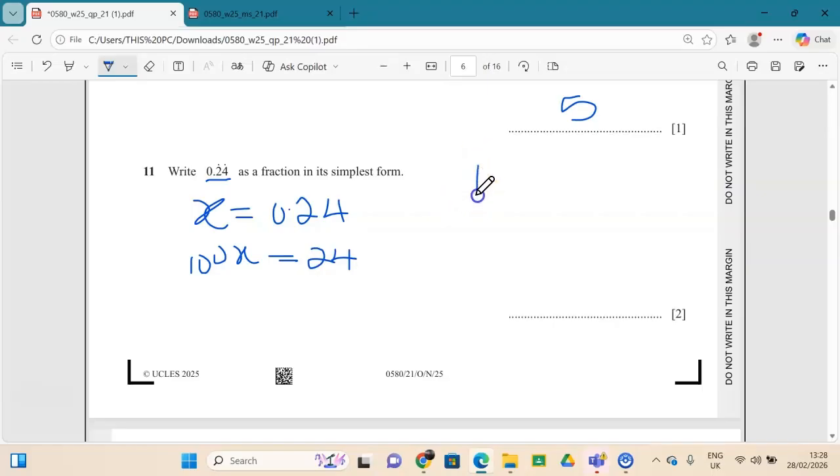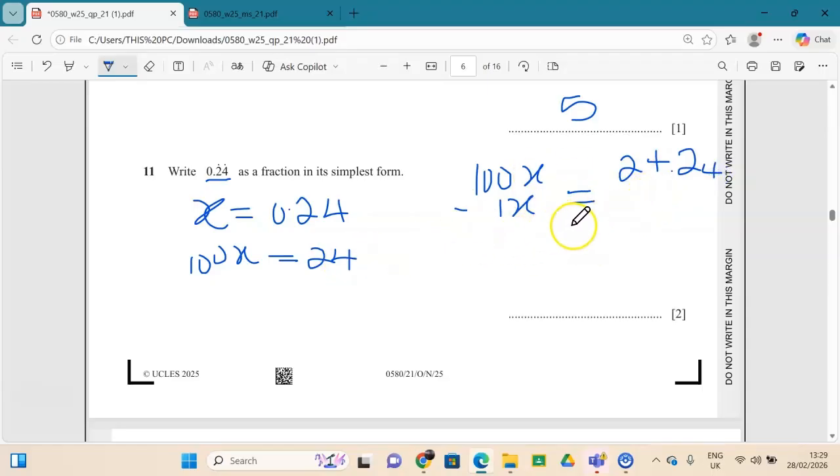Now let's get the difference. Let's say we want to take equation 1 away from equation 2. We're going to write 100x minus x here, which is 99x. That will be equal to 24, because this is being repeated. It's like writing 24.24. It's being repeated.